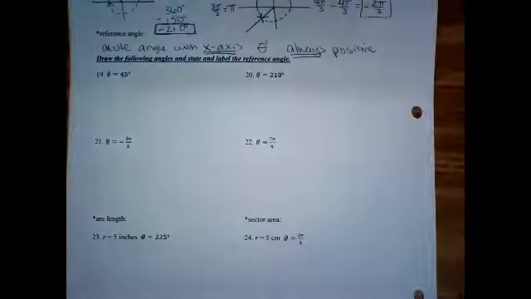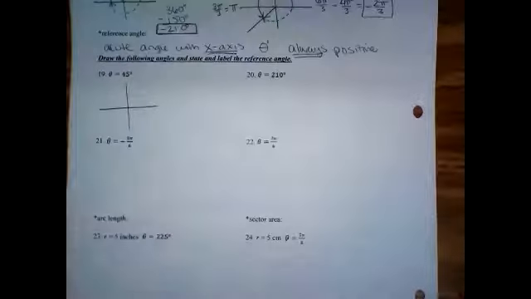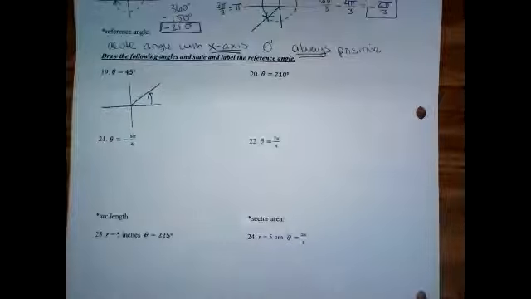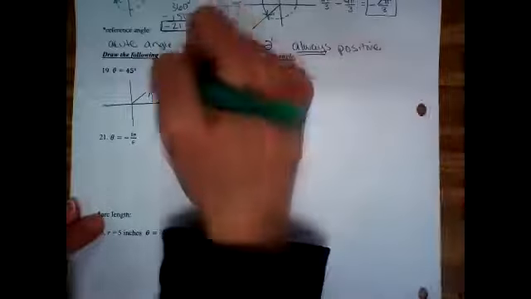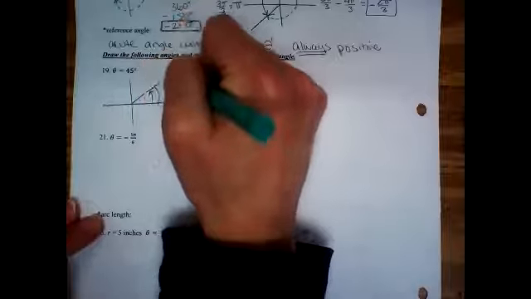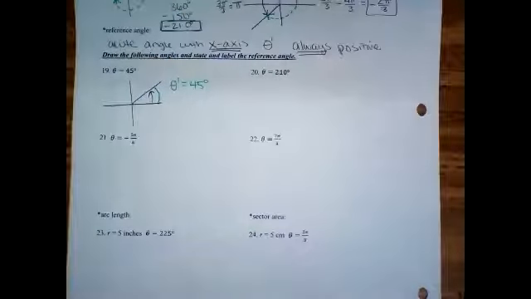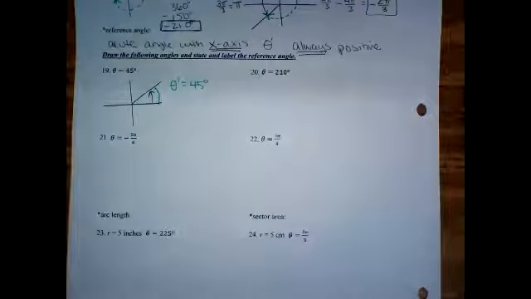I did one of these in each quadrant so you can see how it turns out each way. We're going to draw it and then label the reference angle. All right, what quadrant is 45 degrees in? 1. So your reference angle just is 45 degrees. If you're in quadrant 1, your angle is your reference angle because you didn't go far enough for it to be any different.